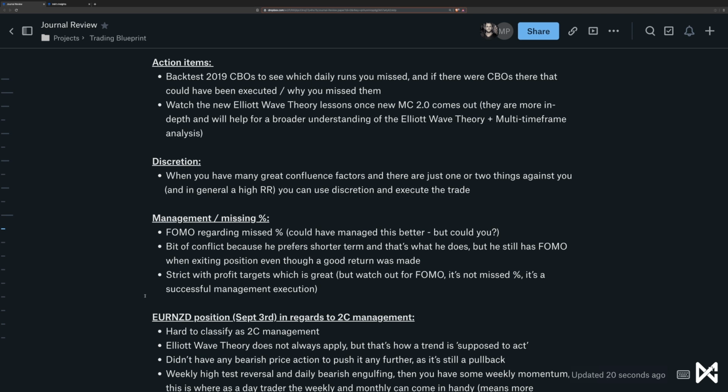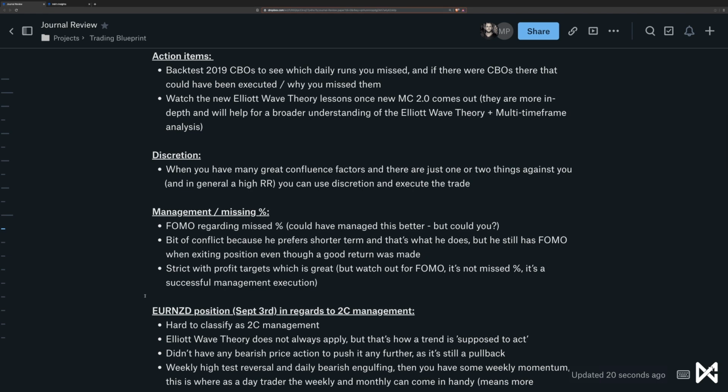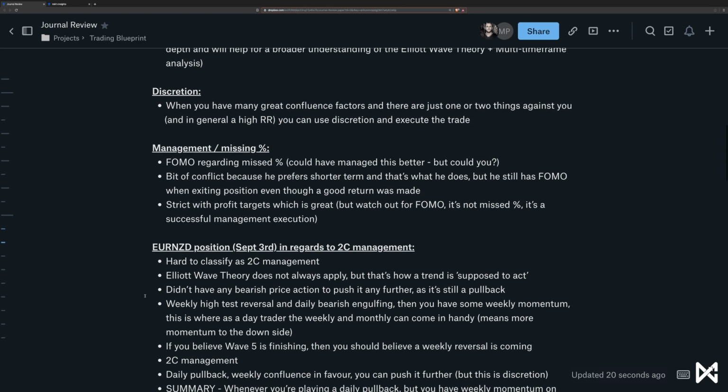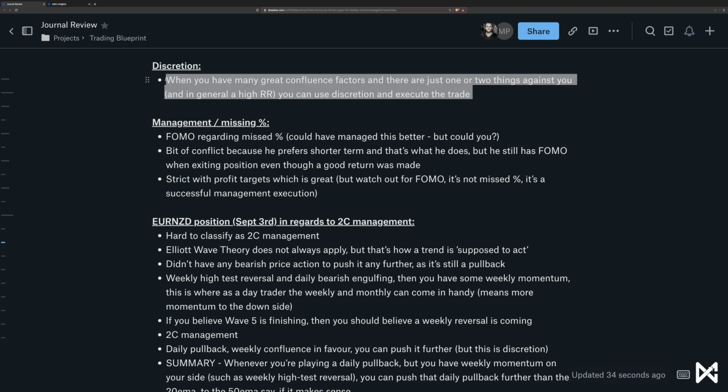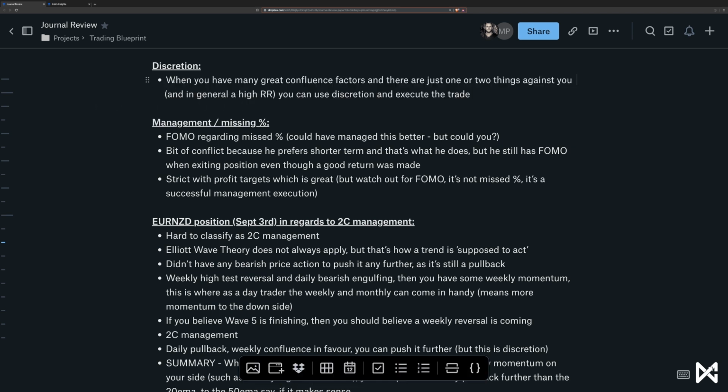So we have some action items: backtest 2019, watch the new Elliott wave theory. So you can do this for yourself, right? Discretion: when you have many great confluence factors and there are just one or two things against you, and in general a higher reward risk ratio, you can use a little bit of discretion and execute the trade, right? So slight use of discretion, more precision. So if you have a lot of great confluence factors and just one or two things against you, you can use a tiny bit of discretion when executing, right?